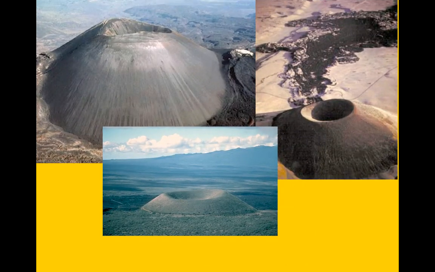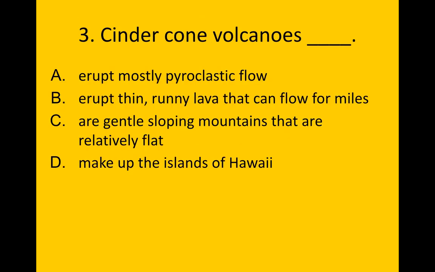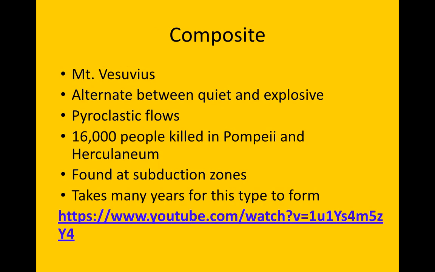You can see that it's made of mostly ash. Pu'u'o'o is actually a cinder cone that sits in the summit of Kilauea. It's very active. It's an interesting little volcano that's actually part of Kilauea. Cinder cone volcanoes. The answer is mostly pyroclastic flow.